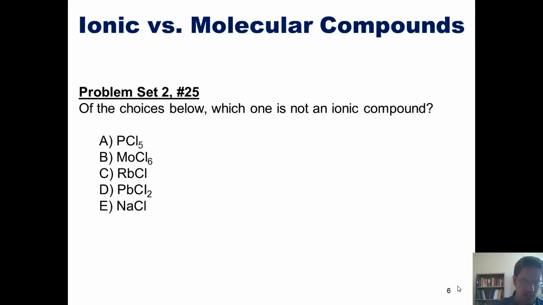So let's take a look at this problem. Of the choices below, which one is not an ionic compound? To answer this, we just have to look at each compound and ask ourselves, does this compound contain a metal bonded to a nonmetal? If so, then it has an ionic bond and is an ionic compound. If not, then it has only covalent bonds and is hence a molecular compound. I'll let you tackle this one on your own.